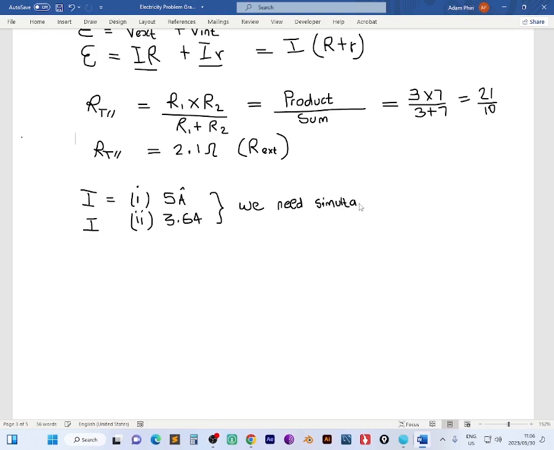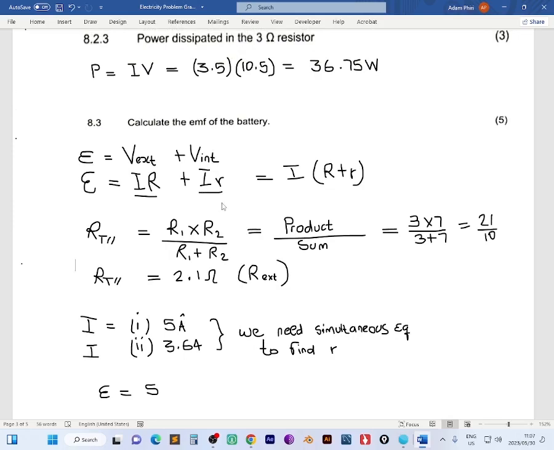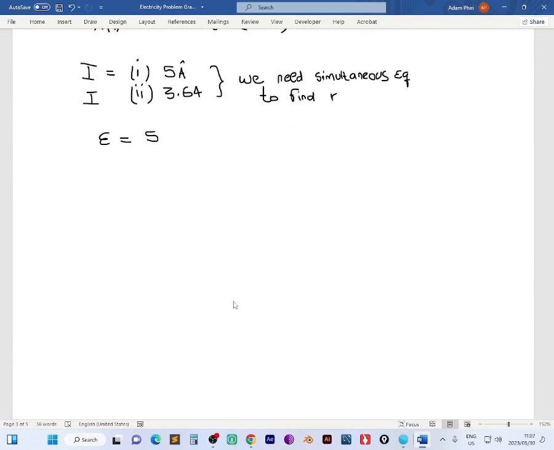So we need simultaneous equations. From the beginning, I did emphasize that before you solve a problem, you should know the tools that you need to use, so you have to think hard on situations like that. So now you have the electromotive force there. We need simultaneous equations to find the internal resistance.